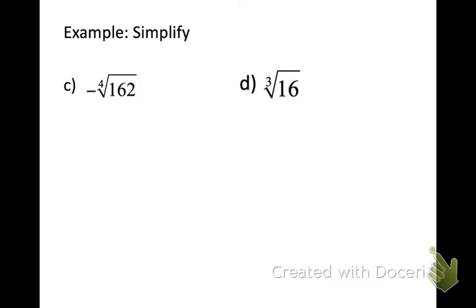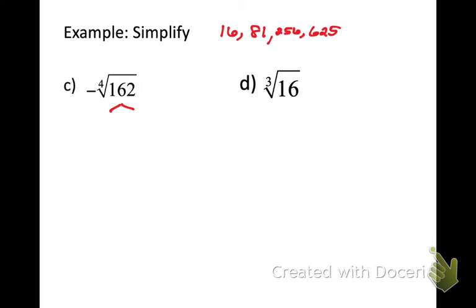Fourth roots. So let's think about our perfect fourths. 2 to the fourth is 16. 3 to the fourth is 81. 5 to the fourth, oops, I skipped 4, is 625. 4 to the fourth is 256. Okay, so out of those perfect fourths, which one divides into 162?